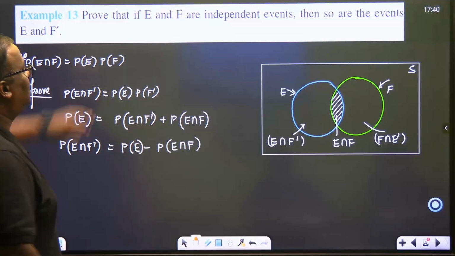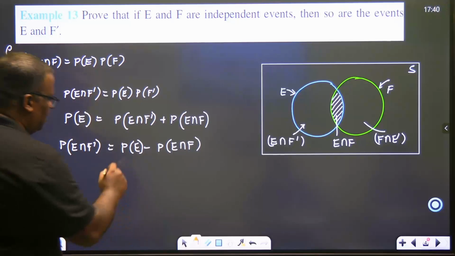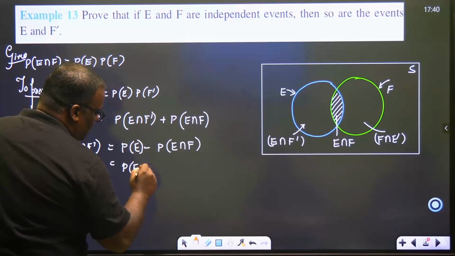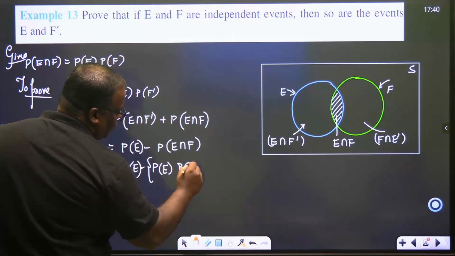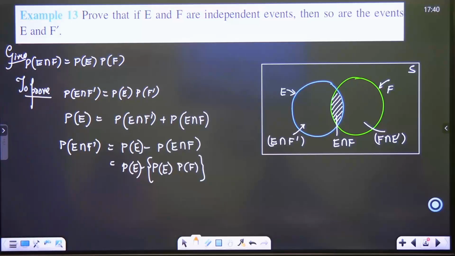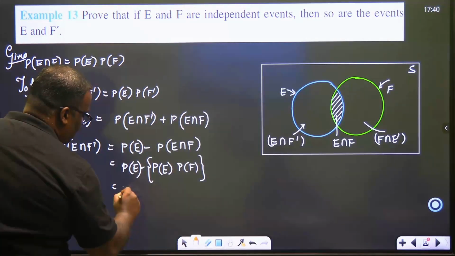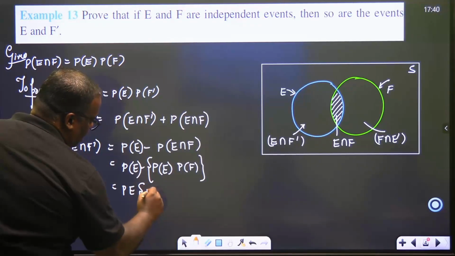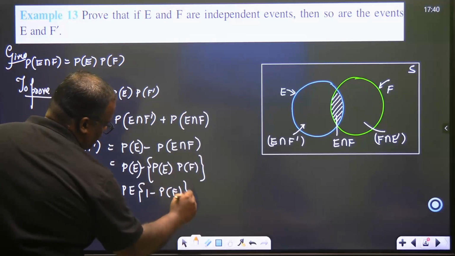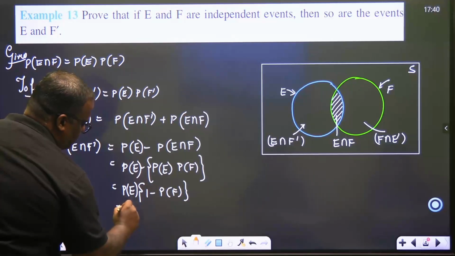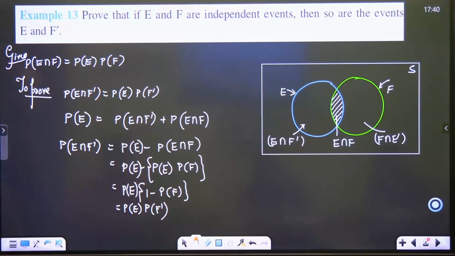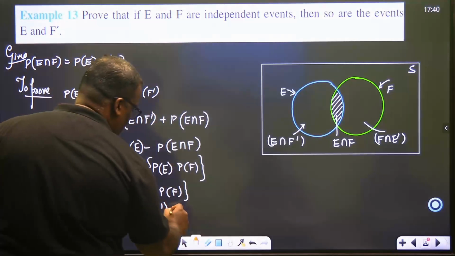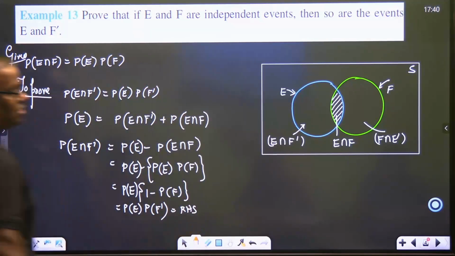Okay, and they given that they are independent events, so I can write this as P of E minus bracket open P of E into P of F, because it is given that they are independent events. Clear है? हो गया, आया तो गया आपका. This can be written as P of E into 1 minus P of F, which is P of E into P of F complement. 1 minus P of F is what? F complement. यही तो RHS निकालना था ना हमें. ये RHS.